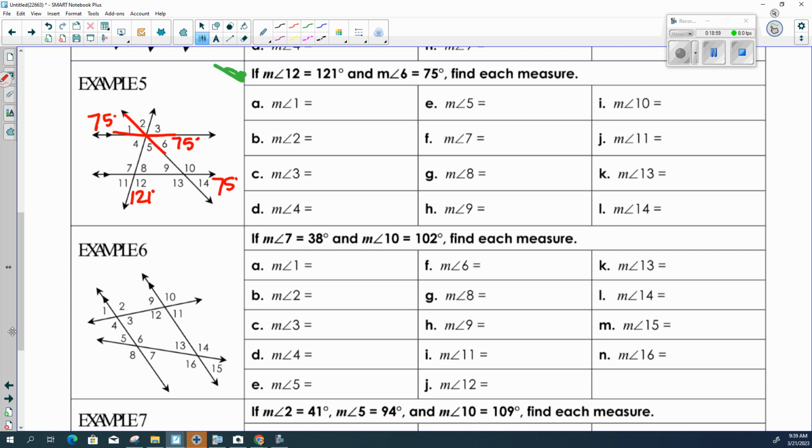Oh my gosh, my picture is horrible already, and I've only done a few angles. So you can go write them over here. This one's 75. 6 is 75. Oh, I guess they told me that one. 9 is 75. 14 is 75. I think the picture is more helpful. Okay, now I want everyone to look at angle 10. Write in your 75s.